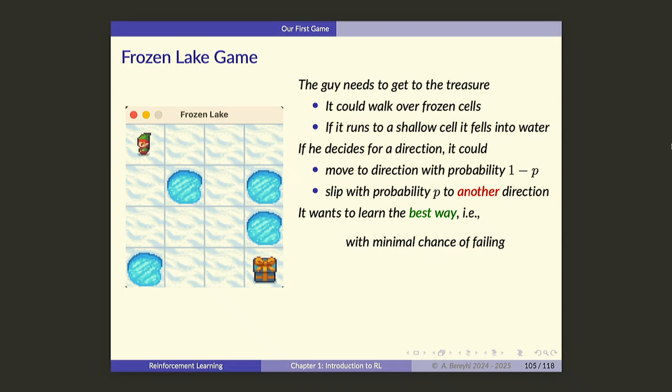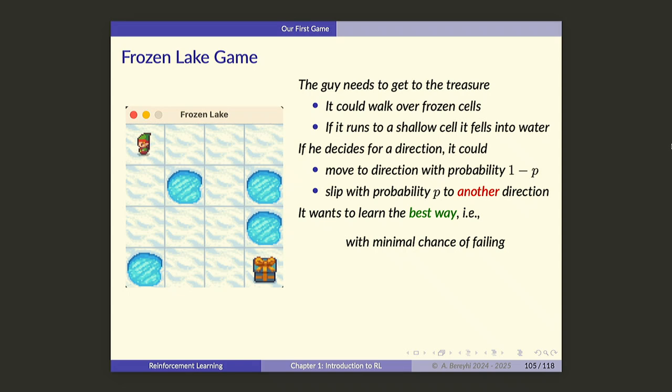So this is your agent, and there is a 4x4 grid. What you want to do is get to the end point, right? You want to get the prize. And this is quite simple, of course. I mean, you can just move towards that.